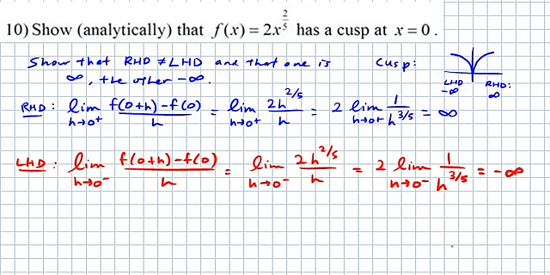So, since the right-hand derivative is not equal to the left-hand derivative, the right-hand is equal to infinity and the left-hand is equal to negative infinity, therefore f of x has a cusp at 0.